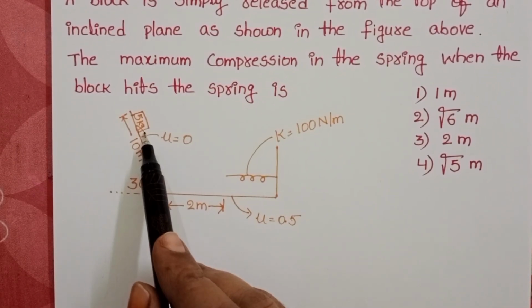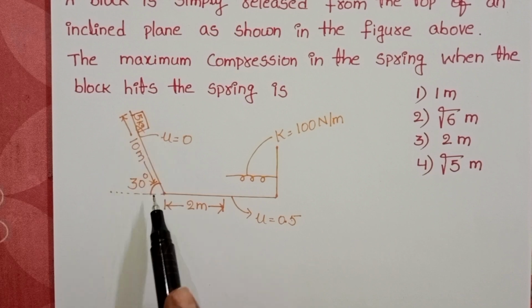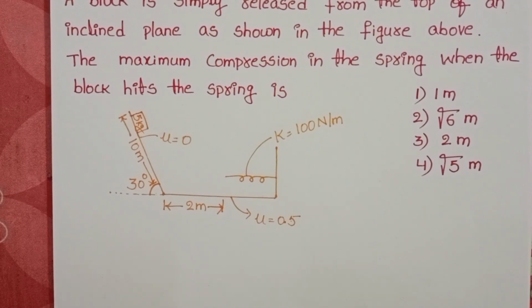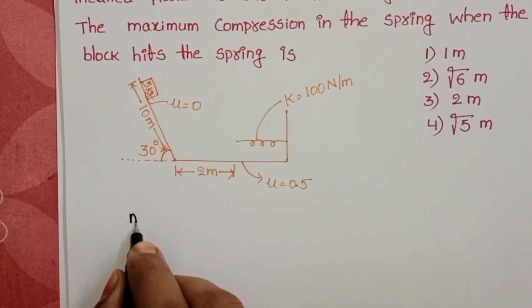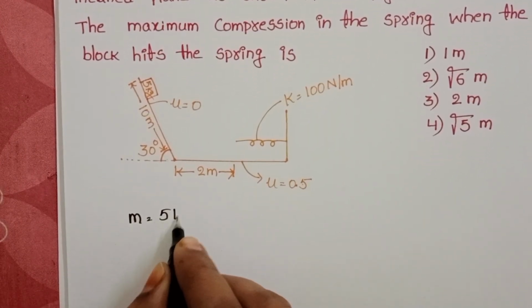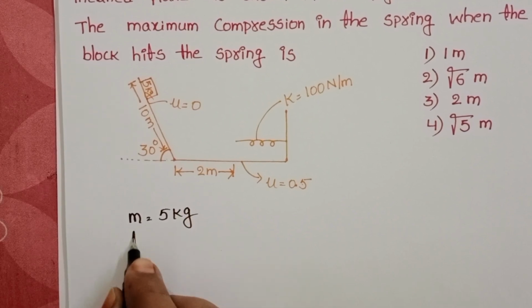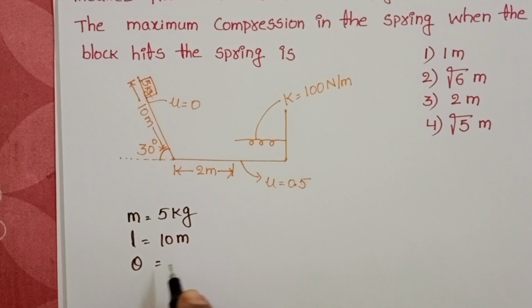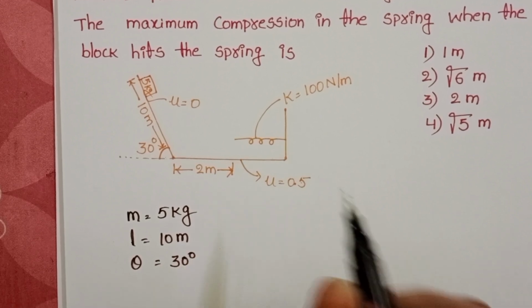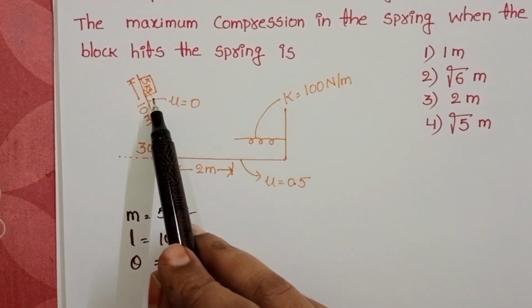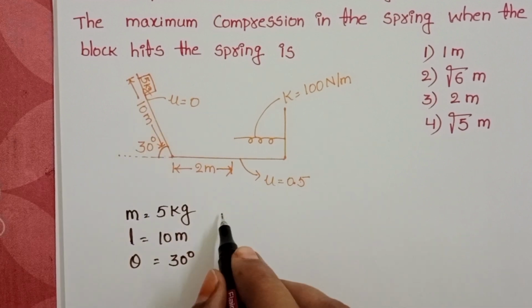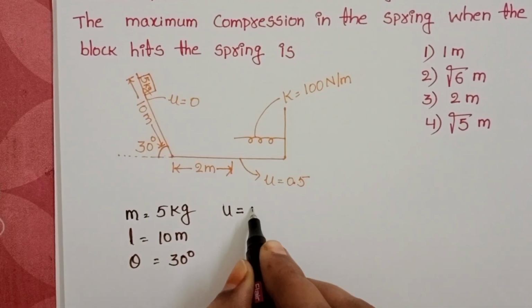Initially a block is placed on the inclined plane. Given angle of inclination is 30 degrees and the length of this inclined plane is 10 meters. Mass of the block 5 kg. Length of the inclined plane 10 meters. Angle of inclination 30 degrees. This block is gently released. That means what is the initial velocity of this block? Initially the block is at rest position.